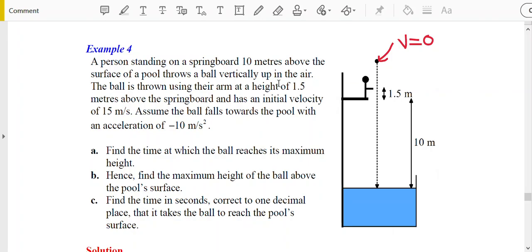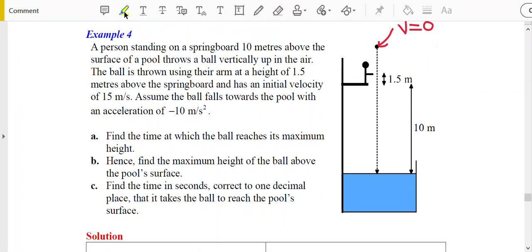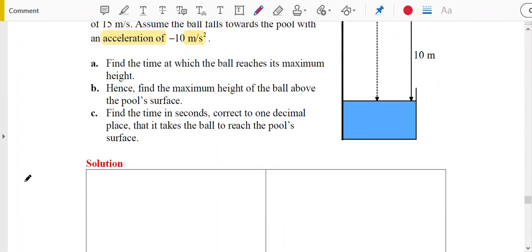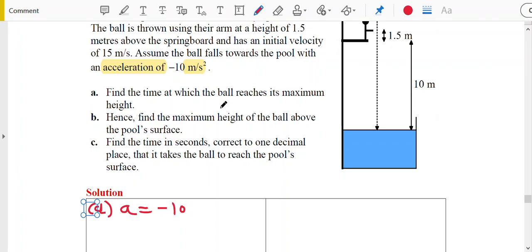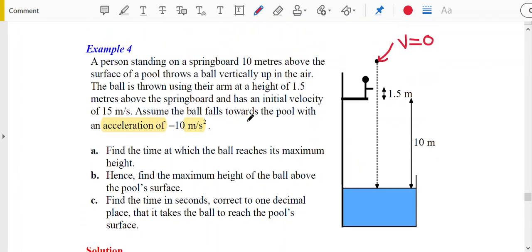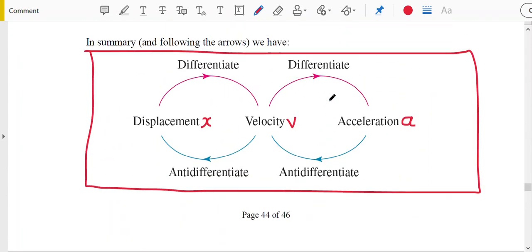But if I go back and read all this again, it says the ball falls towards the pool with an acceleration of -10 meters per second squared. So what I know from this problem for part A, I know acceleration is -10. That's just a number, -10 meters per second squared. Can I find the velocity from acceleration? Is it possible?